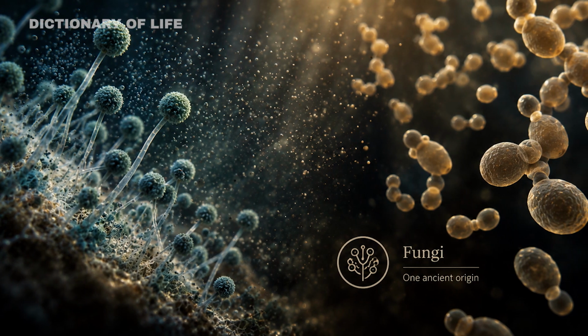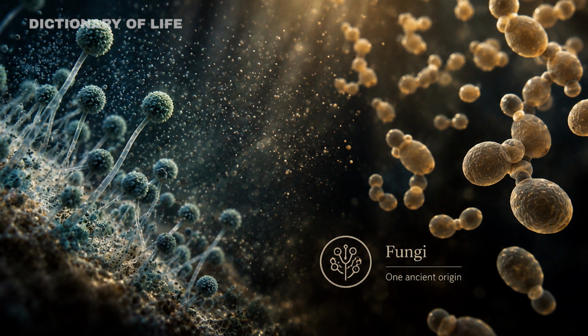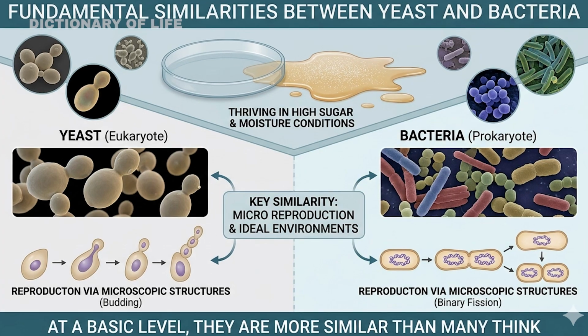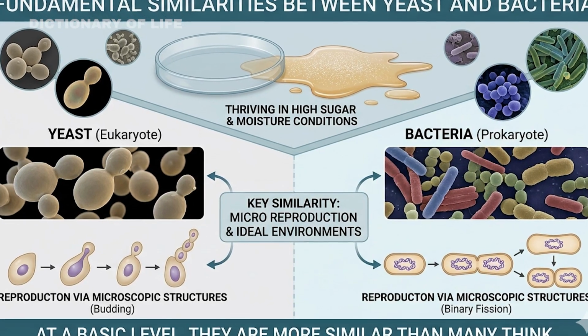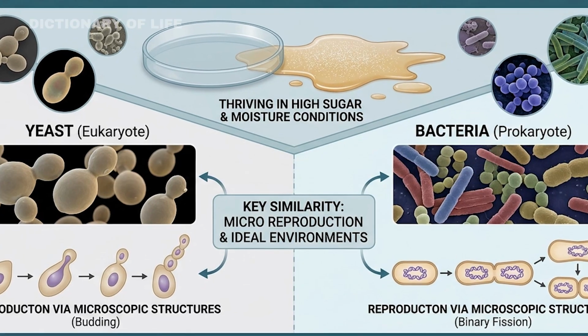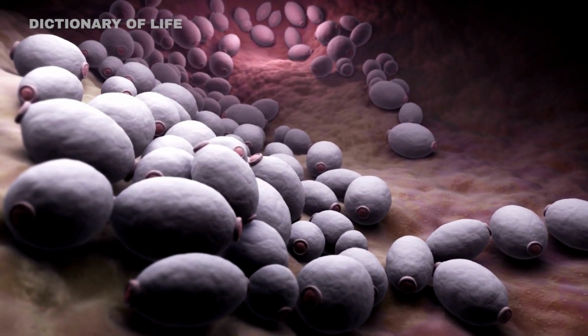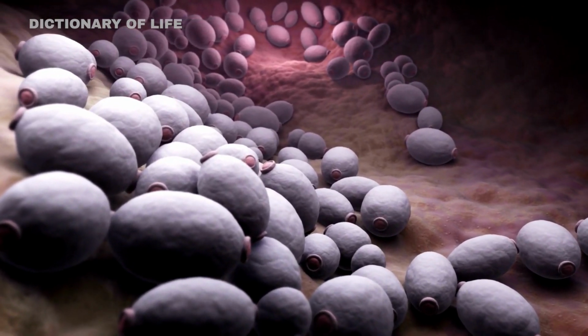They share an ancient evolutionary origin and both survive by breaking down organic matter to obtain energy. They also reproduce through microscopic structures and thrive in environments rich in sugar and moisture. At a basic level, they are more similar than many people realize. However, the way they grow and interact with food is completely different, and that is what creates the contrast in how humans perceive them. Yeast, such as Saccharomyces cerevisiae, is a single-celled organism.